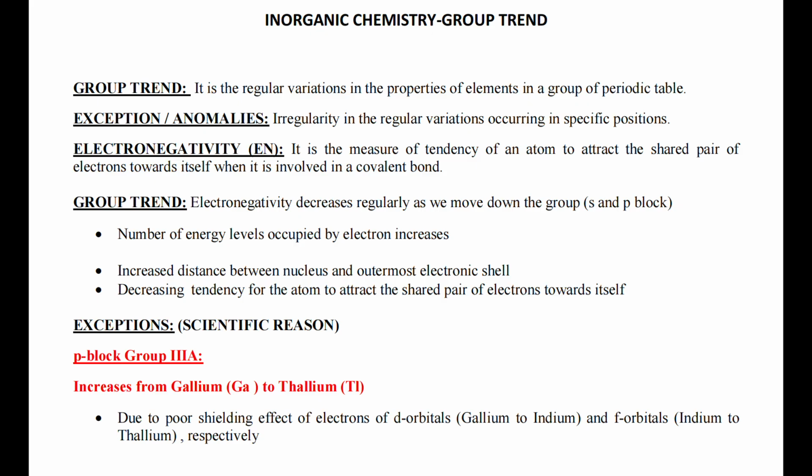Because of the poor shielding effect. For gallium to indium, the electrons of d orbitals are involved, and for indium to thallium, the electrons of f orbitals are involved. If you watch carefully, the reason is the same for both, but for gallium you have the involvement of the electrons in d orbitals, and for indium you have the f orbital electron involvement.